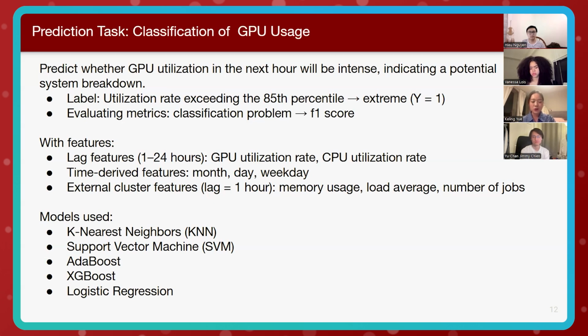Okay, so to build our models, we use several types of features. First, lag features that capture temporal trends in GPU and CPU utilization across the past 24 hours. Second, some time-derived features. And third, some external cluster features such as memory usage and load average. We tested 5 models that are commonly used for classification tasks, which are KNN, SVM, AdaBoost, XGBoost, and logistic regression. Next, please.